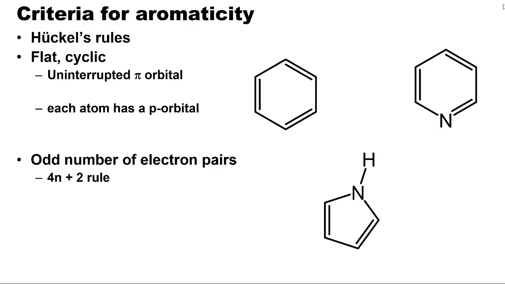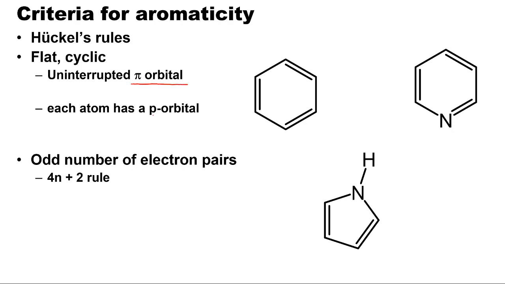So the next question to ask is, how do you know when a molecule is aromatic? And these are summarized by Hückel's rules. Now, Hückel didn't have 2 rules, but we often list it as 2 different rules. Hückel just said, this is what it is, that's how you know it's aromatic. What Hückel said was, it's flat, cyclic, and it's continuously double bonded. But we know that as being uninterrupted pi orbitals.